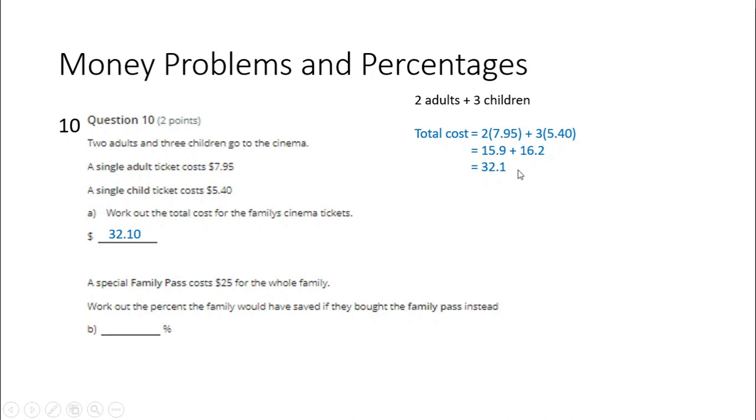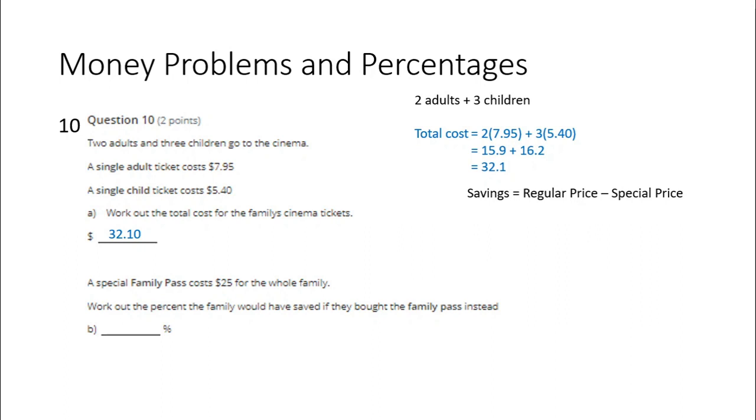Okay, the special family pass costs $25 for the whole family. Work out the percentage the family would have saved if they bought the family pass instead. Their savings would have been the regular price minus the sale price, the difference between the two.